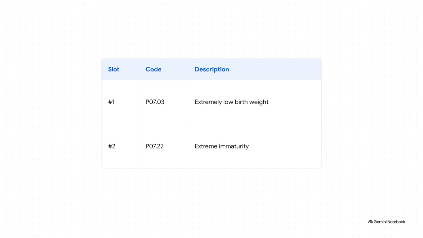Just picture a claim form stack in your head right now. Right after your Z38 birth code in the primary slot, your first listed secondary code is going to be P07.03 for extremely low birth weight. Then, tucked right underneath that in slot 2, you drop in P07.22 for extreme immaturity. Because weight takes priority over immaturity, your sequencing is going to be 100% compliant.